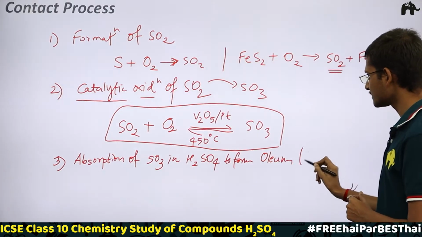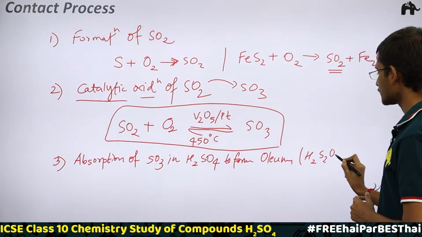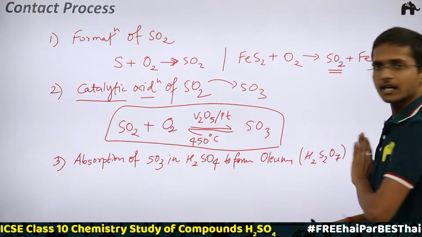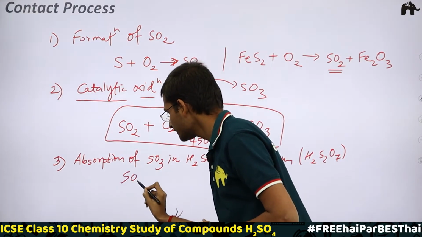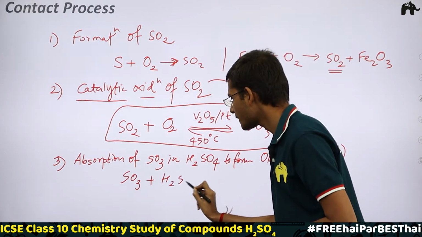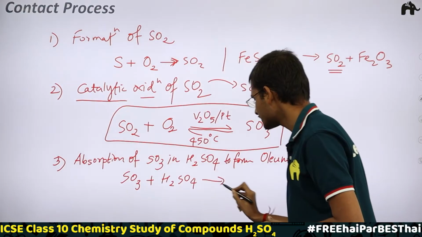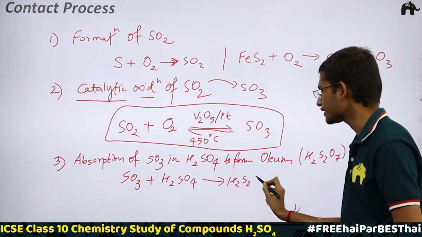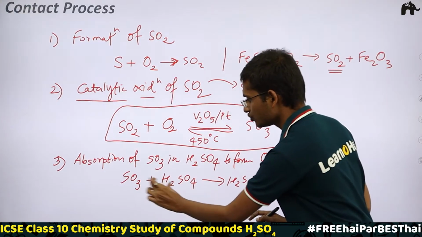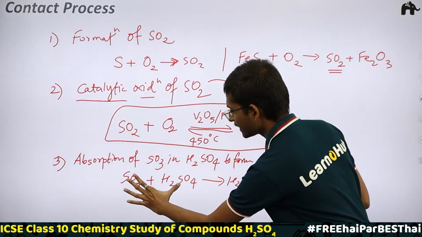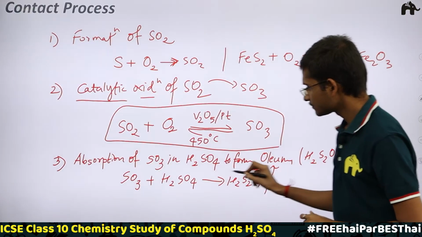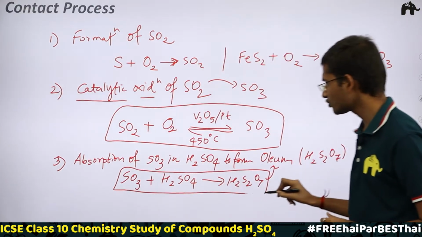Now what is this oleum? Oleum is H2S2O7. So here what we are going to do is take this SO3 and dissolve it in H2SO4. As simple as that. And what I would get is this H2S2O7, oleum. Here you can see H2S2, and then O3, O4, O7. Here we are actually dissolving SO3 in H2SO4.